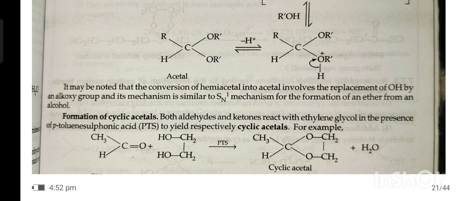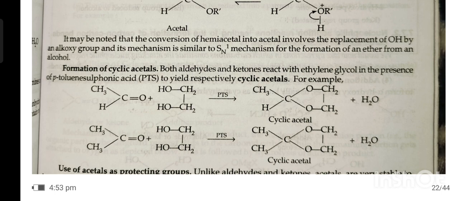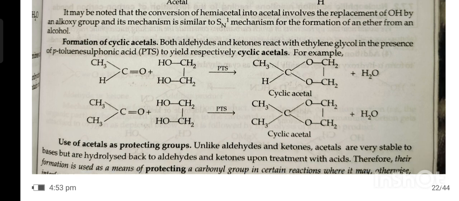Formation of cyclic acetal. Both aldehyde and ketone react with ethylene glycol in the presence of para-toluenesulfonic acid (PTS) to yield cyclic acetals respectively. For example, ethanal plus ethylene glycol in the presence of PTS gives cyclic acetal plus water.